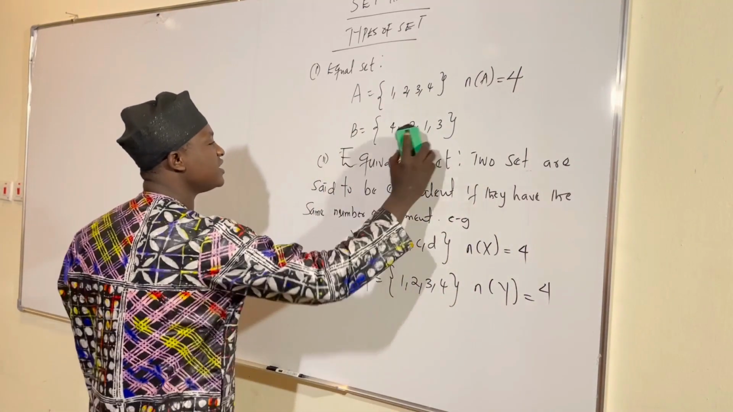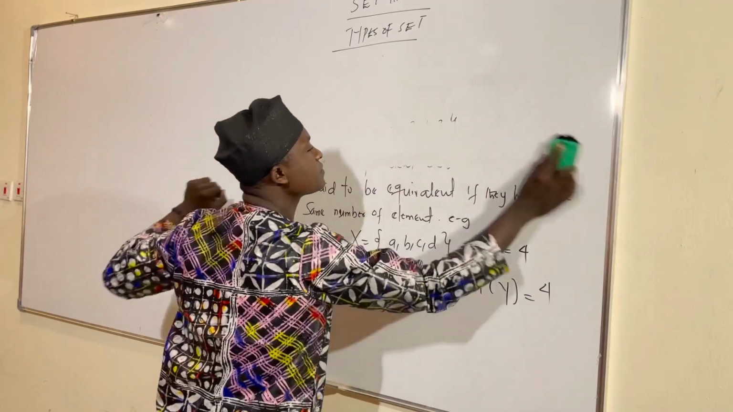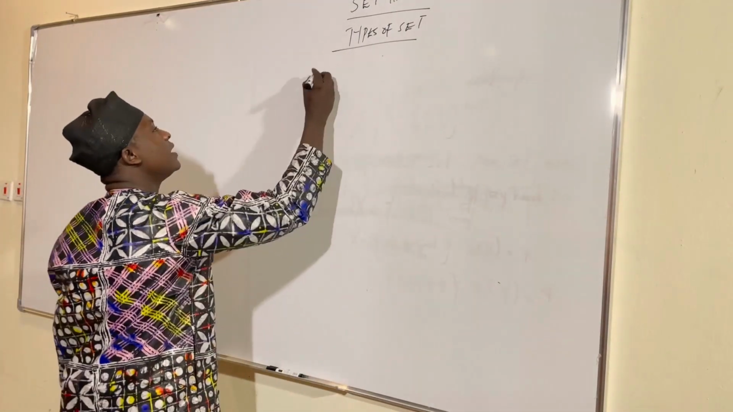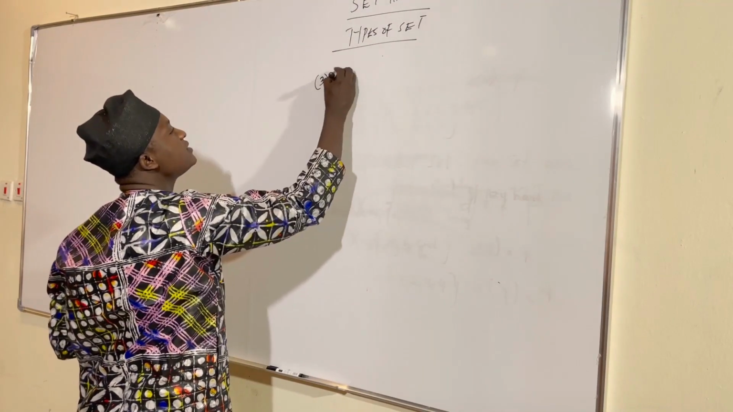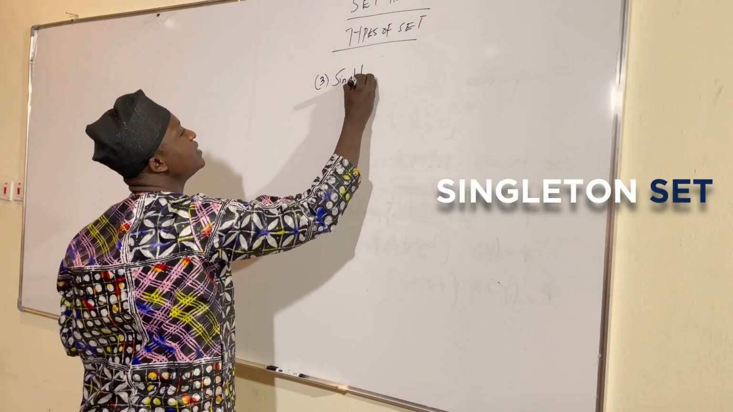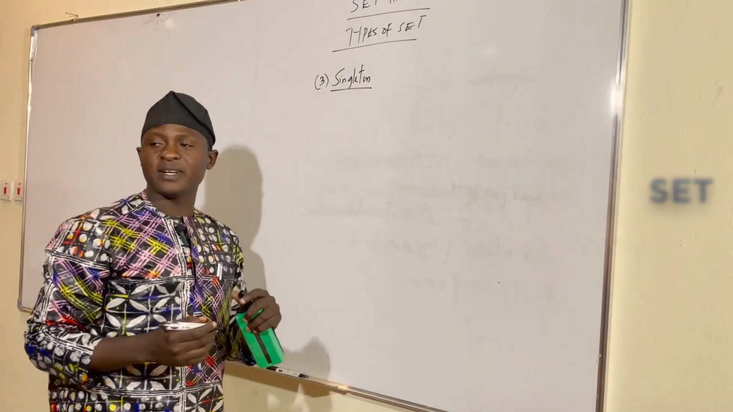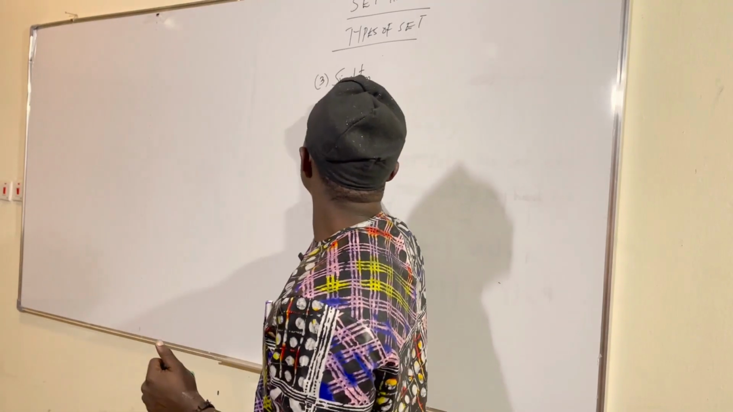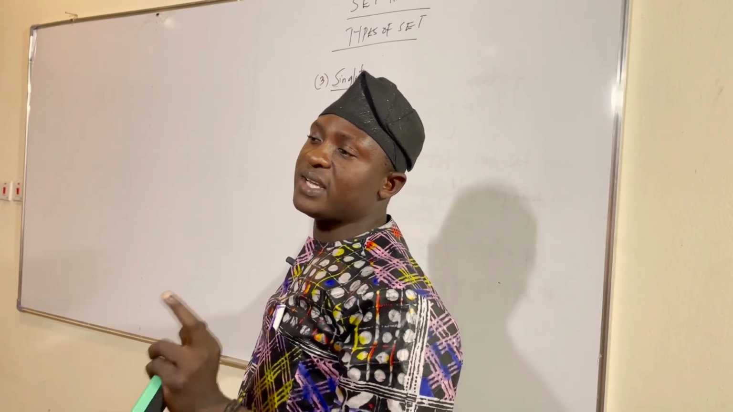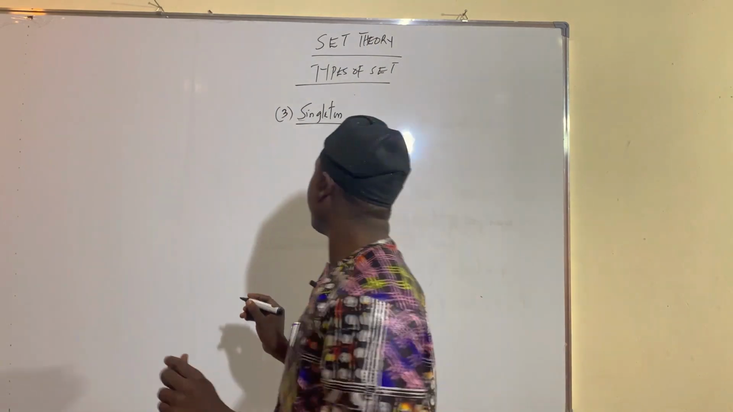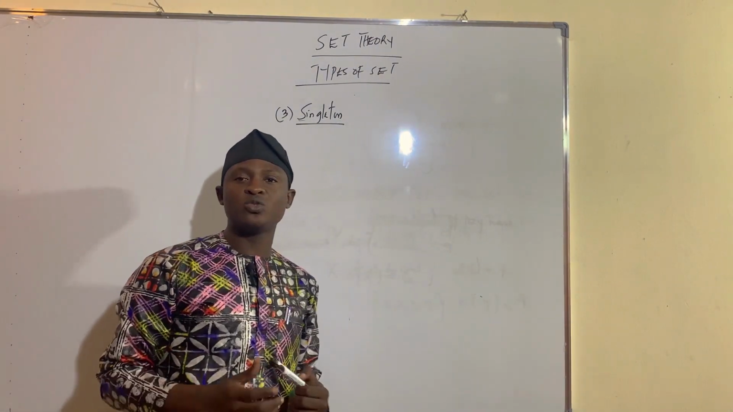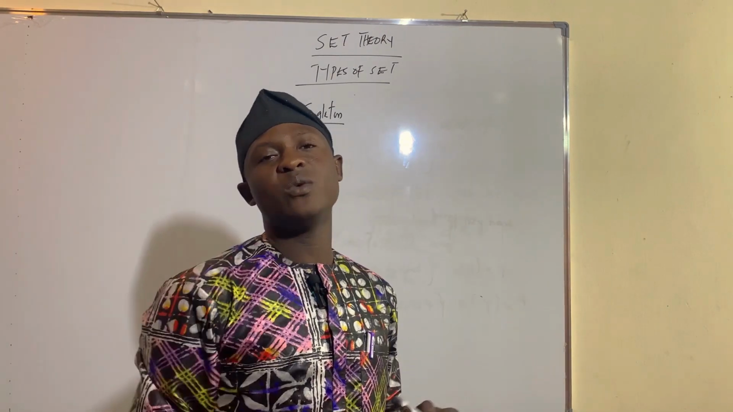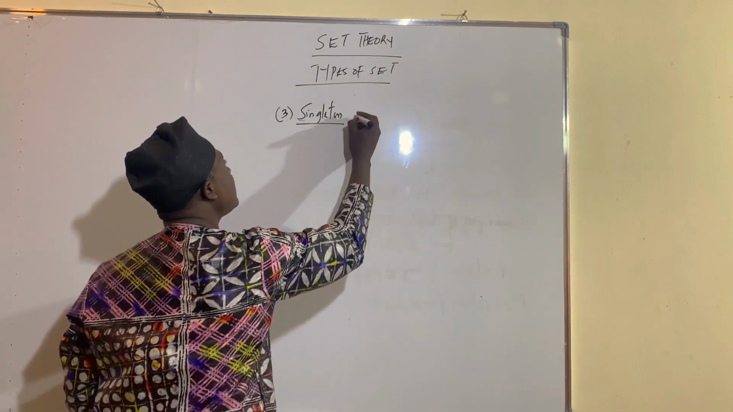Now, apart from equal sets and equivalent sets, we still have another set. We have what we call a Singleton set. Singleton. Don't mind the mathematical term. Even from the word Singleton, you can know what it means. It's just talking about a single element. A set is said to be a Singleton when it has only one element.